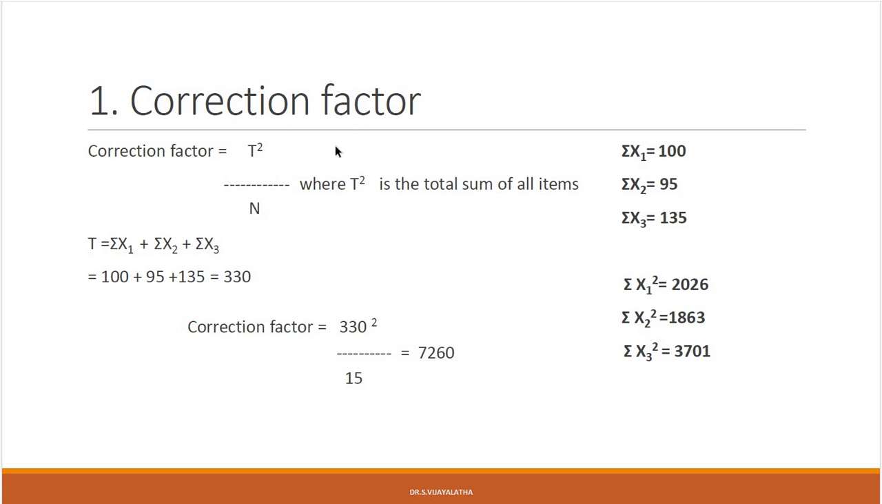So the first step is finding out what is the correction factor. Whatever we have calculated in the previous slide, I have put it here so that it is easy for us to use it for calculation. The first thing is correction factor, which is T square by N, where T is the total sum of all the items. So you want the sum of all the items. We can get that if we add sigma x1, sigma x2 and sigma x3. So it is 100 plus 95 plus 135, which is 330. Correction factor is T square by N, 330 square by 15, which is 7260.